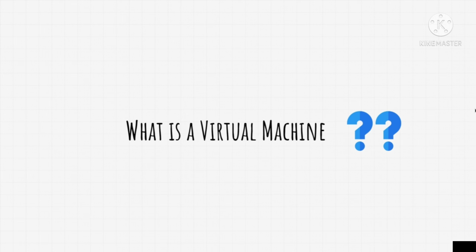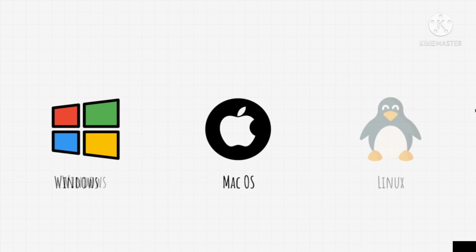Let me start like this. All of us are running an operating system, and 99.9% of us are running one of the three main operating systems. You either have Windows, Mac OS, or Linux. Most of you will have either Windows or Mac OS. I doubt anyone will be running Linux, but nonetheless, these are the three main ones.